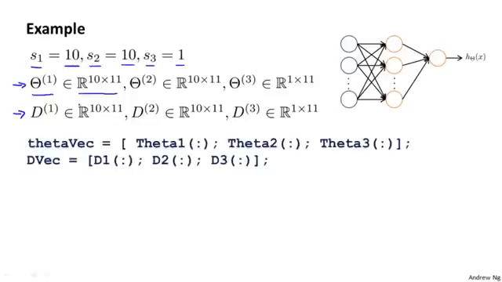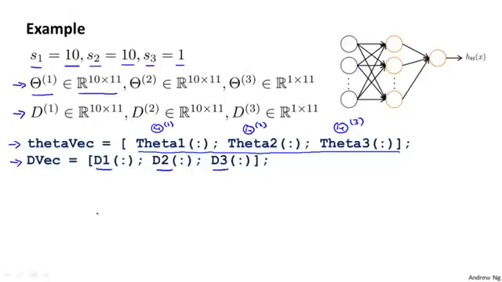So in Octave, if you want to convert between these matrices and vectors, what you can do is take your theta 1, theta 2, theta 3 and write this piece of code, and this will take all the elements of your 3 theta matrices. You can take all the elements of theta 1, all the elements of theta 2, all the elements of theta 3, and unroll them and put all the elements into a big long vector, which is thetaVec. And similarly, the second command would take all of your D matrices and unroll them into a big long vector and call it DVec.